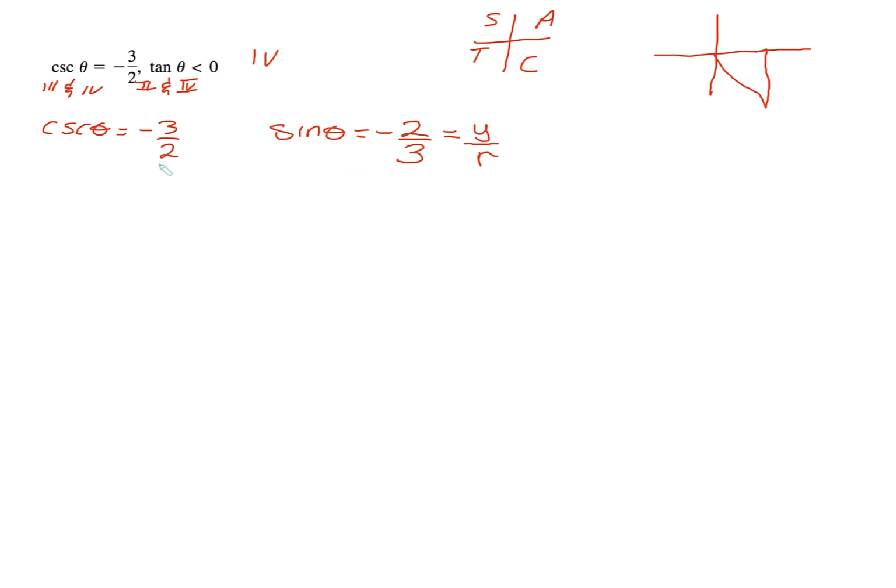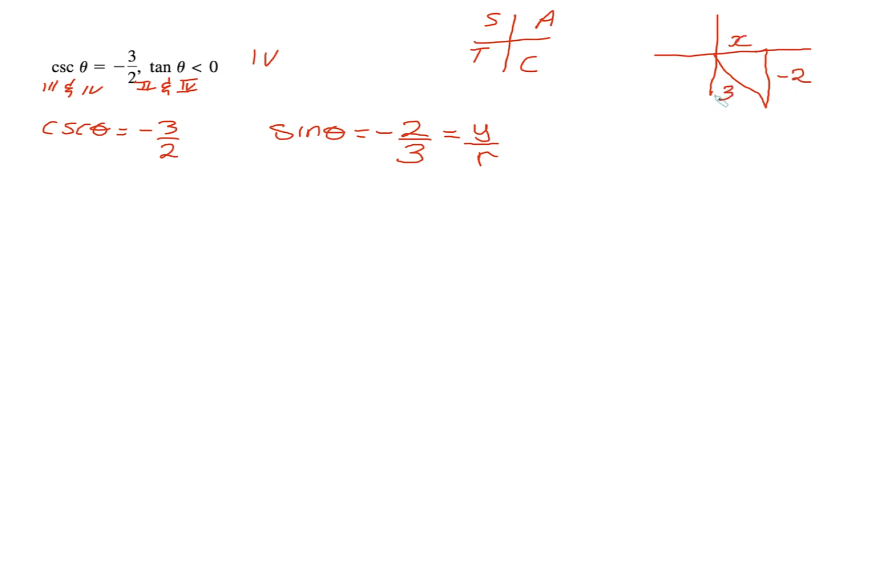I'd prefer to work with sine. So I know what cosecant is. I can find sine. With sine, it's easier for me. My mind works that way. So I know that sine is y over r. So this would be negative 2 over 3. So again, notice that negative 2 is your y here. 3 is your r here.